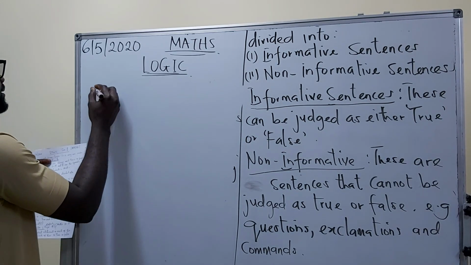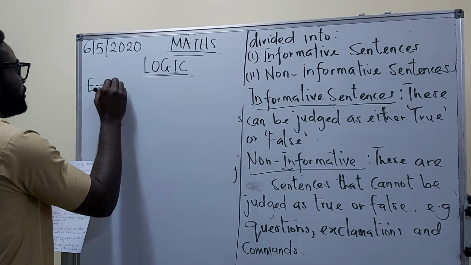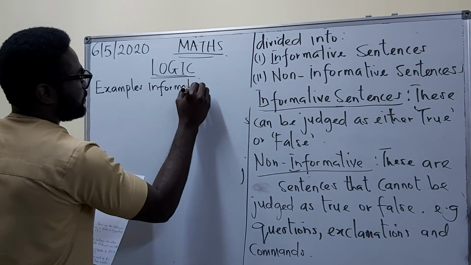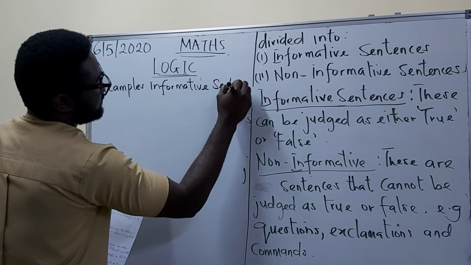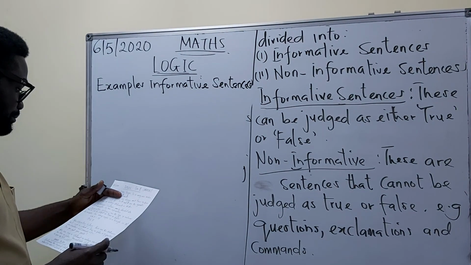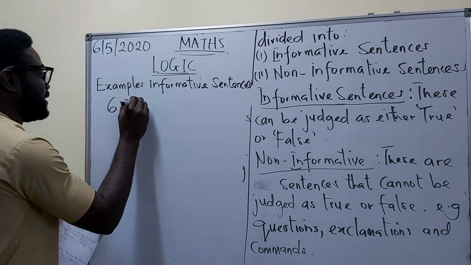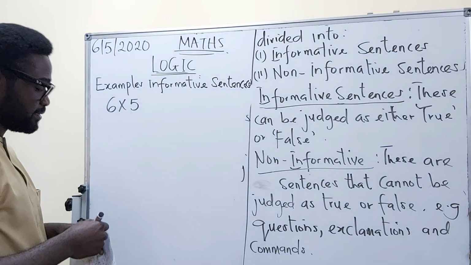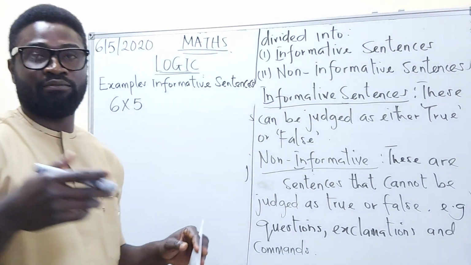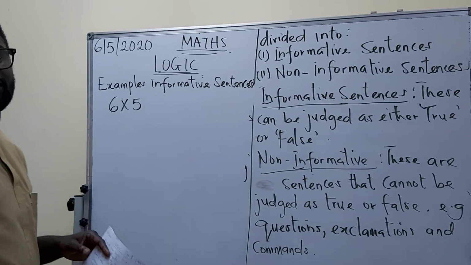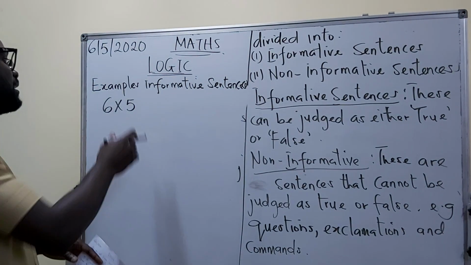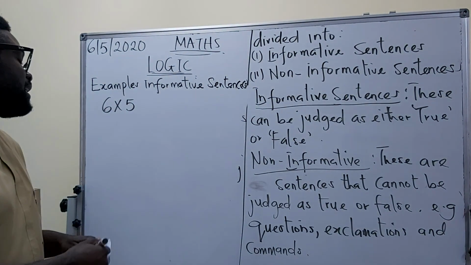Now, examples of informative sentences, we have 6 multiplied by 5. The way I express this, I said 6 multiplied by 5. If I write it in form of words, it will be 6 in form of letters, the multiplication sign in form of words and letters. Then at the same time, 5 will be spelled out. Equals to what?